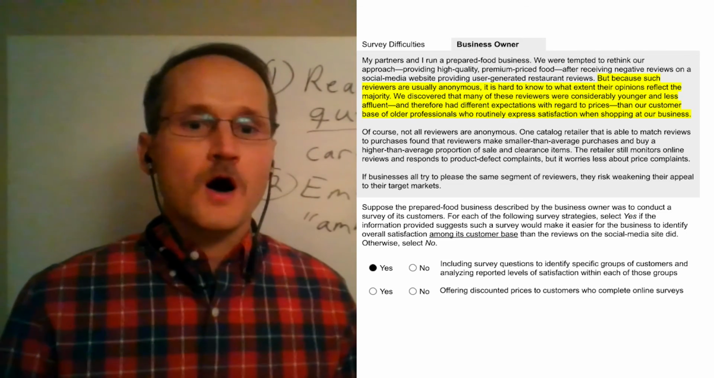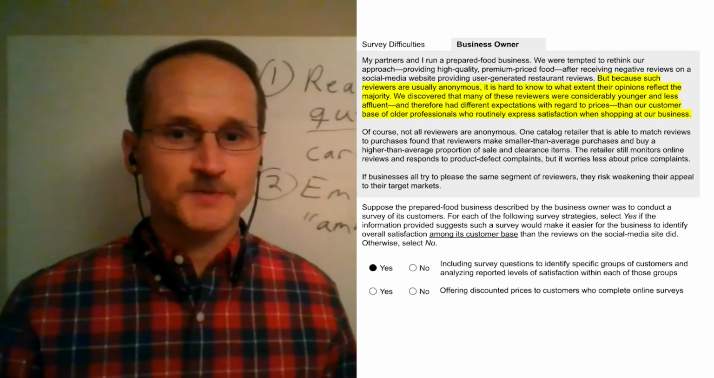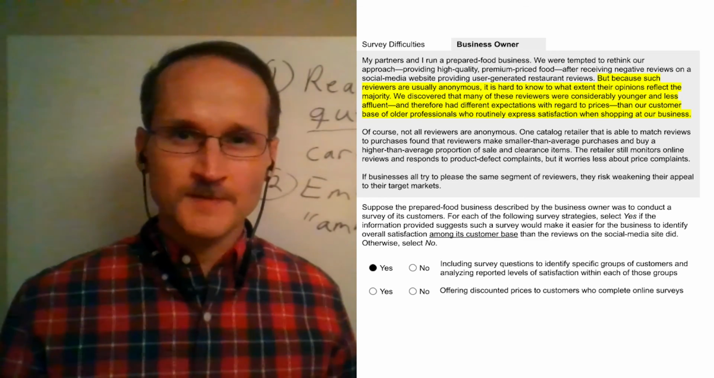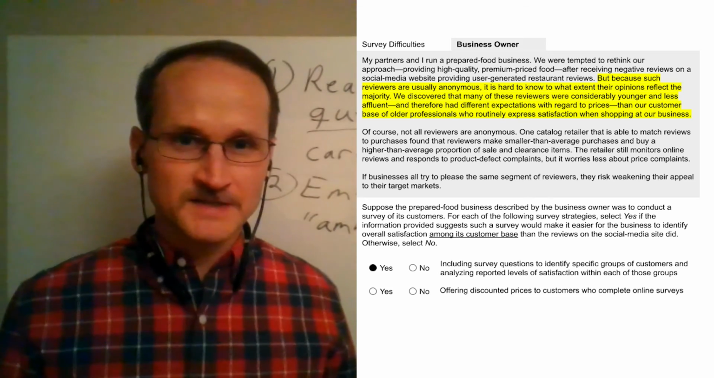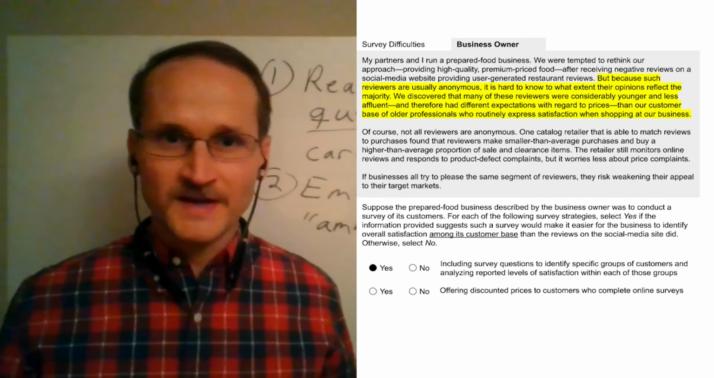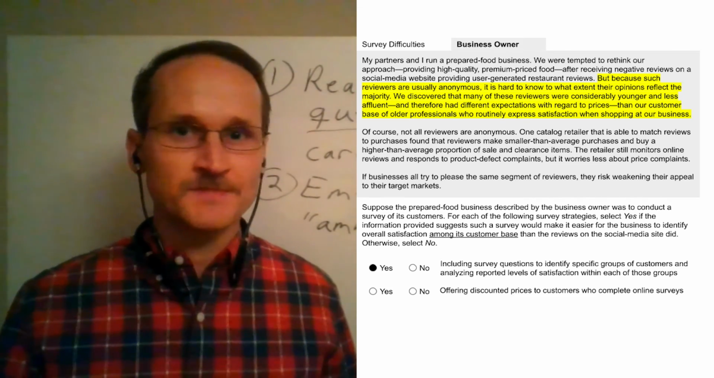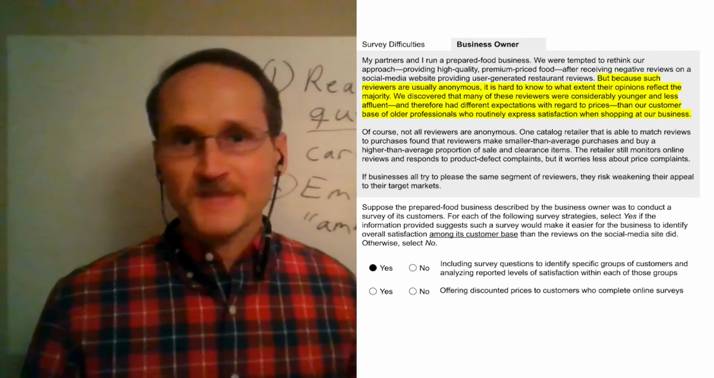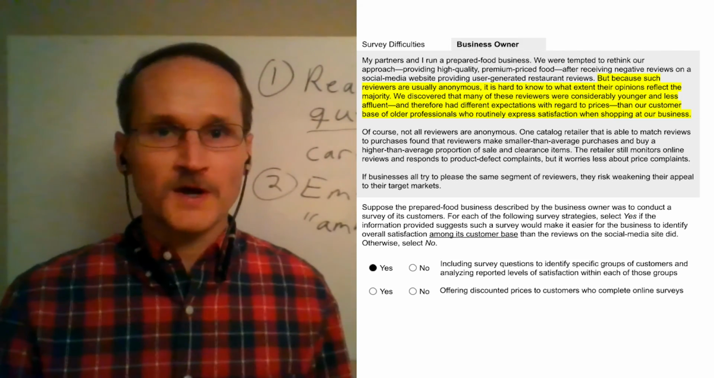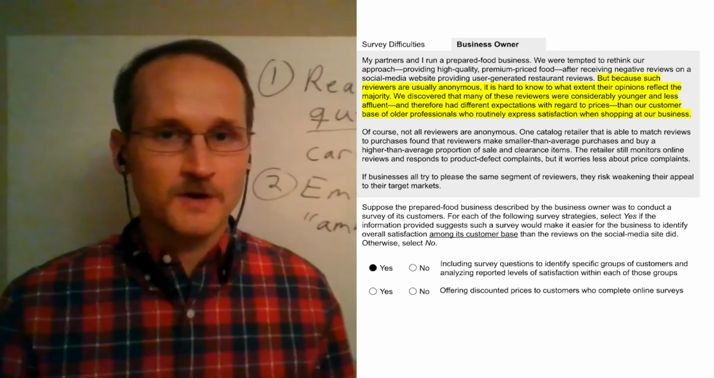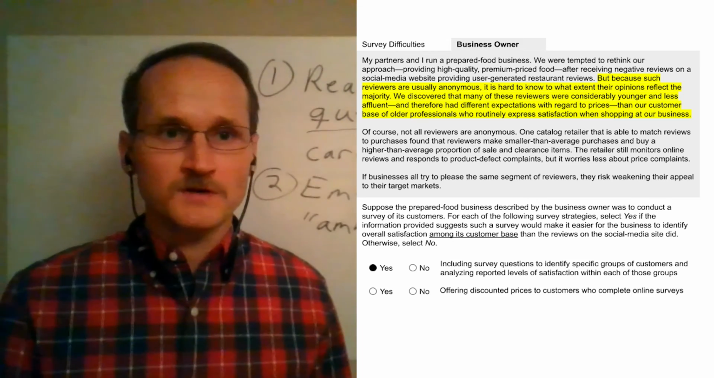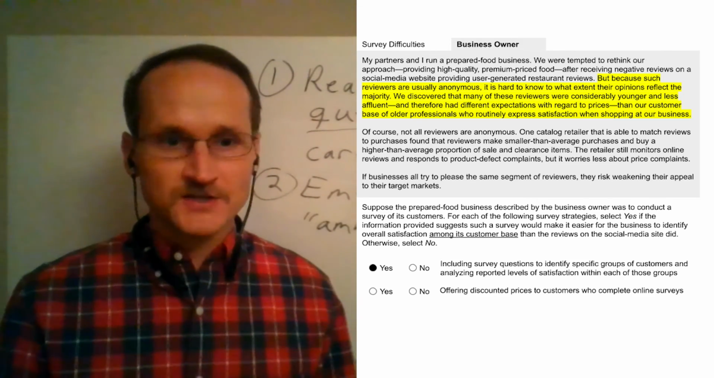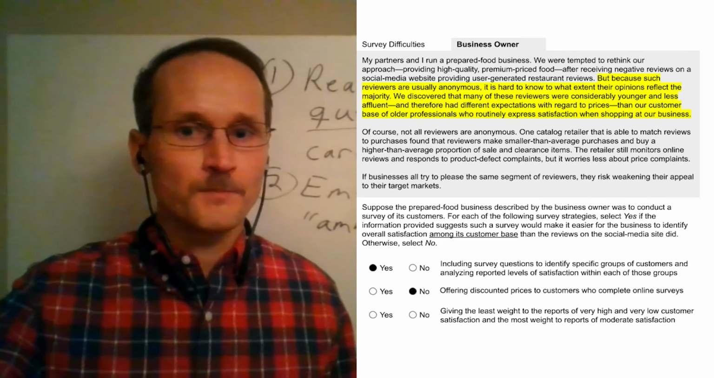Statement 2, offering discounted prices to customers who complete online surveys. So this one, I at first thought, well, maybe if they offer discounted prices, these reviewers will be less dissatisfied, they'll be a little happier, maybe less reluctant to leave a bad review, but it doesn't solve the problem. We still have no idea whether we're getting reviews from our customer base or from random fringe groups. So this one's actually not going to help. This is going to be a no.